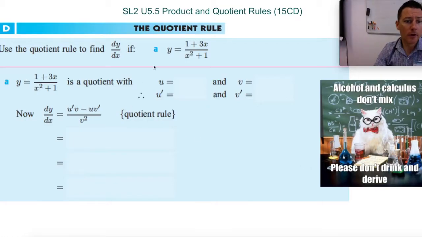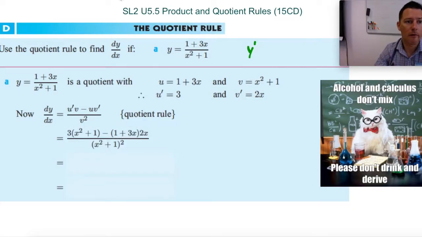Let's try one. We want to use the quotient rule to solve this. We want y prime, the derivative. So let's find what u is. u's the top, v's the bottom. Find the derivatives of both of those. So u prime should just be 3, and v prime should just be 2x, from what we learned yesterday. Now apply the quotient rule.